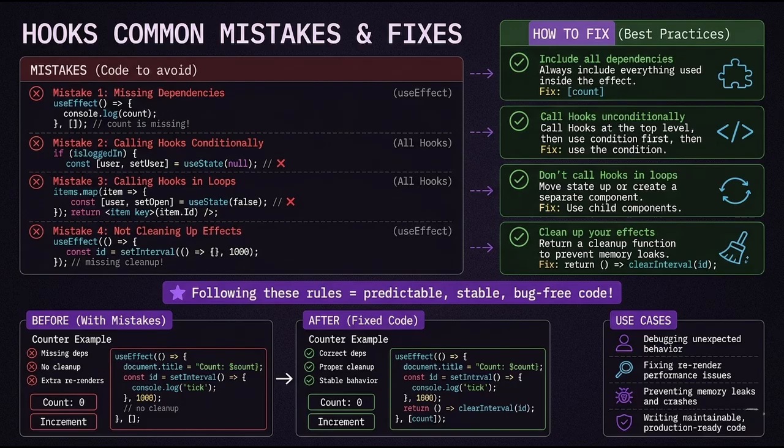Common mistakes and how to fix them. Even seasoned React veterans make mistakes. Let's look at the top 4 traps and how to dodge them cleanly. Mistake 1. Missing dependencies in useEffect.